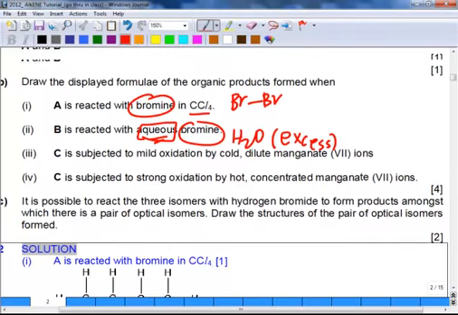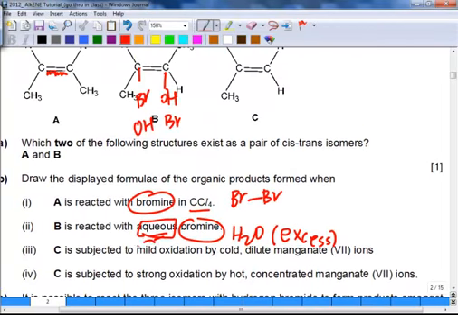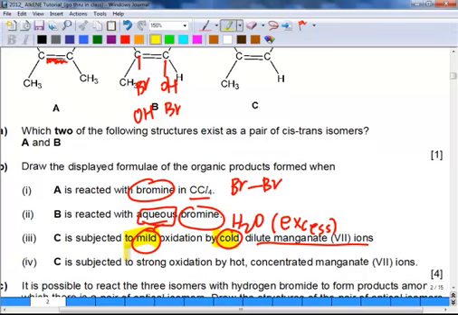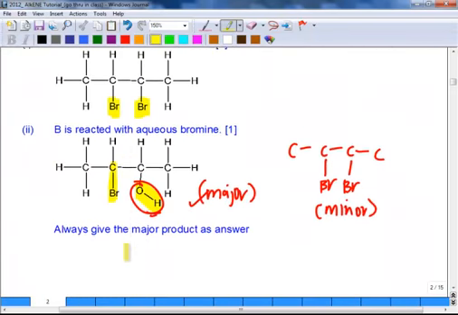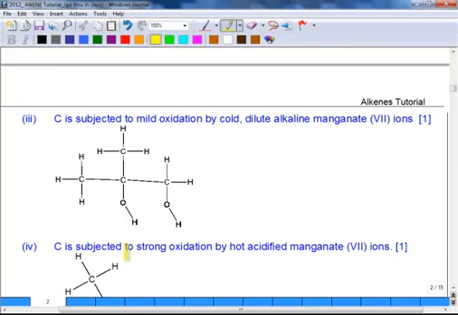So you move on. C is subjected to mild oxidation. When you see oxidation, of course we always see KMnO4. But how do you know whether it is mild or strong? How do you see whether it's cold? Correct. So if you see cold, definitely it is mild oxidation. If it is mild oxidation, what kind of product will you get? Diol. Correct. So you will get OHOH. Everybody got this? Yes, good.